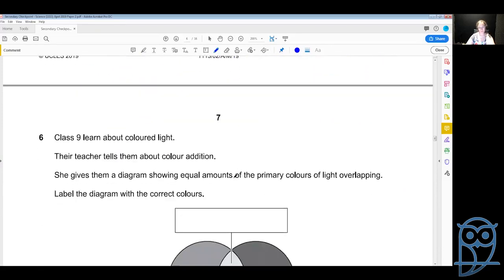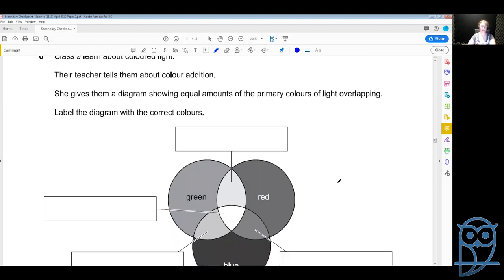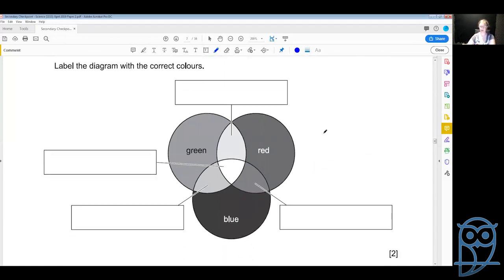Okay. Class 9 learns about colored light. The teacher tells them about color addition. She gives them a diagram showing equal amounts of the primary colors of light overlapping. Label the diagram with the correct colors. Okay, so this is light being added to each other. So here we've got their diagram. Right in the center, all of the colors of light added together give us white.